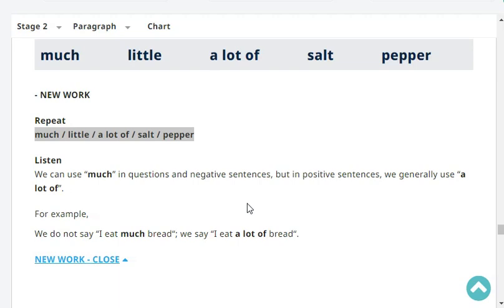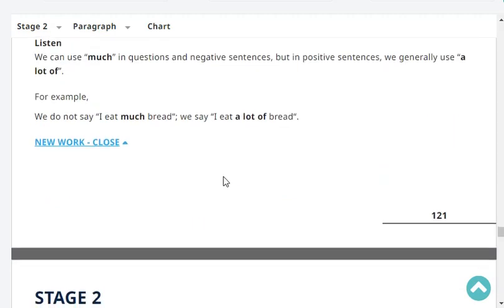But when we answer positively, in a positive sentence, we generally use a lot of. For example, we do not say, I eat much bread, because it's positive. We say, I eat a lot of bread, instead of using much.